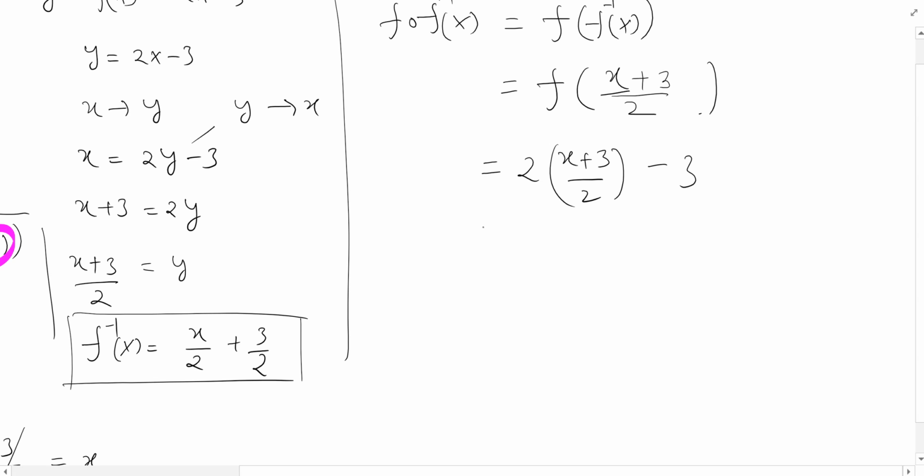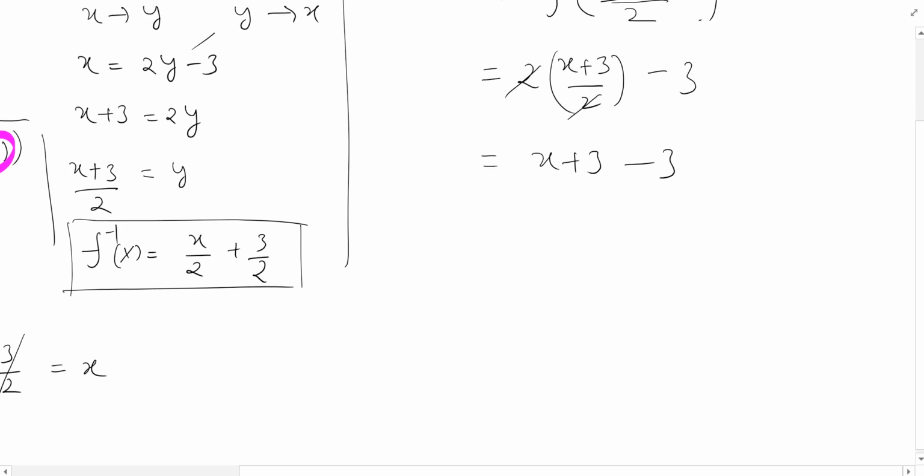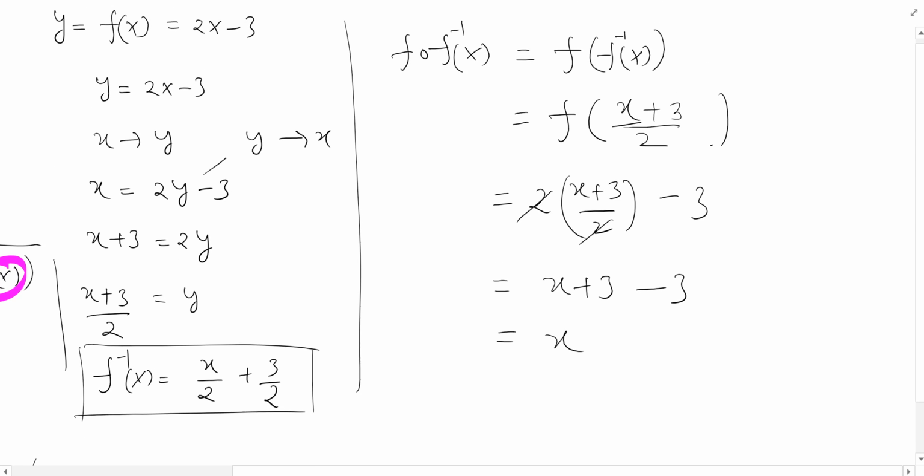Now we expand this thing, and it's pretty clear that this 2 is going to cancel this 2, so we simply cancel that, and I'm left with this expression, and 3 minus 3 is 0, so my answer is just x. So in both cases we got x. And now, basically they're proving if you do a function of f inverse, it's going to be x. F and f inverse, they cancel and you're left with x. That is what they want you to understand.